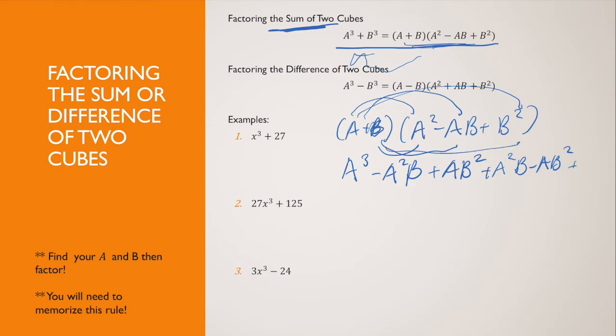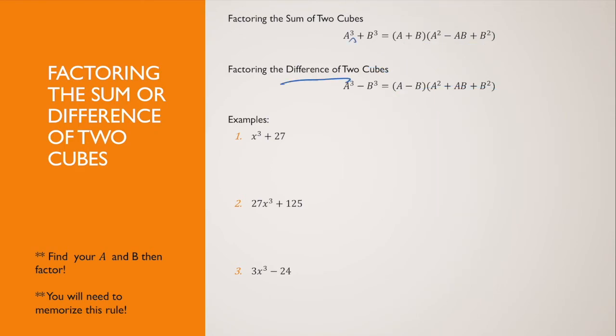Notice how these middle terms all cancel out. I've got a negative a squared b and a positive a squared b, and an ab squared and a negative ab squared. So that's how those all cancel out. So I would be left with a cubed plus b cubed. Hooray! Plus b squared. So we always want to factor completely.